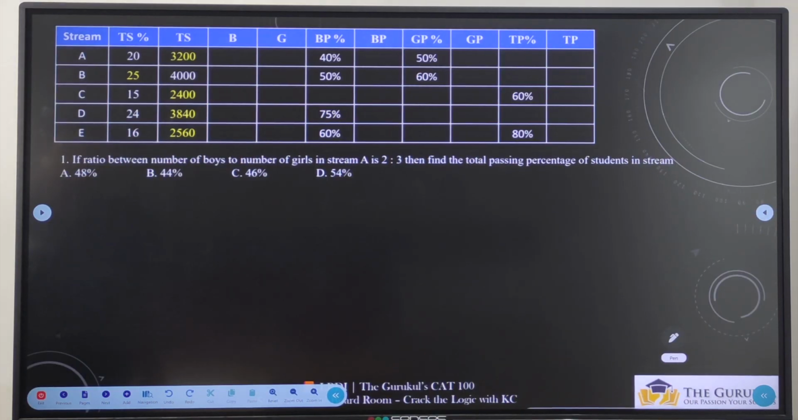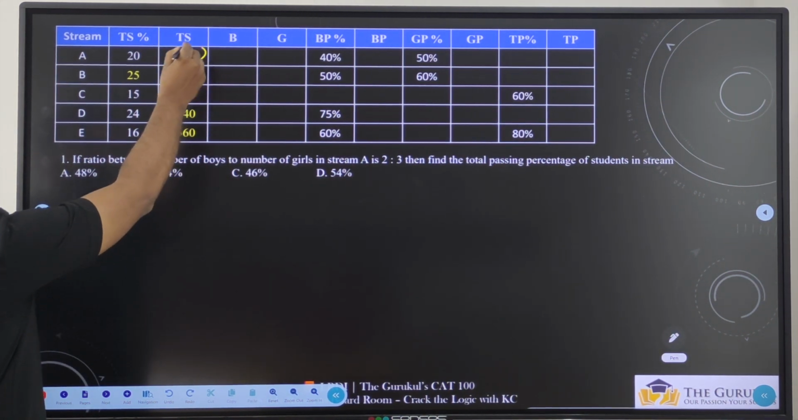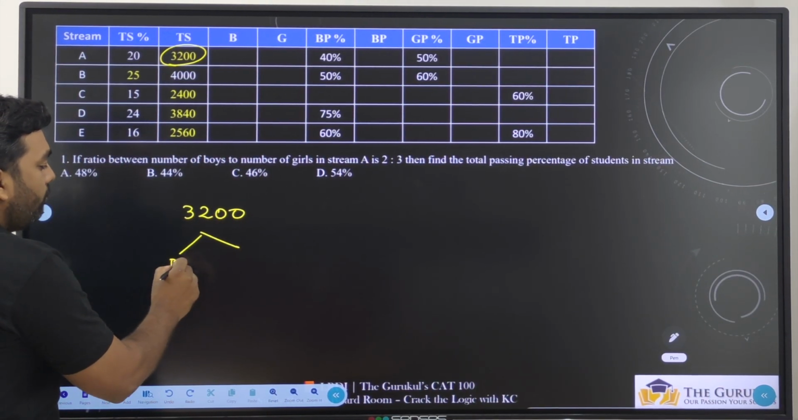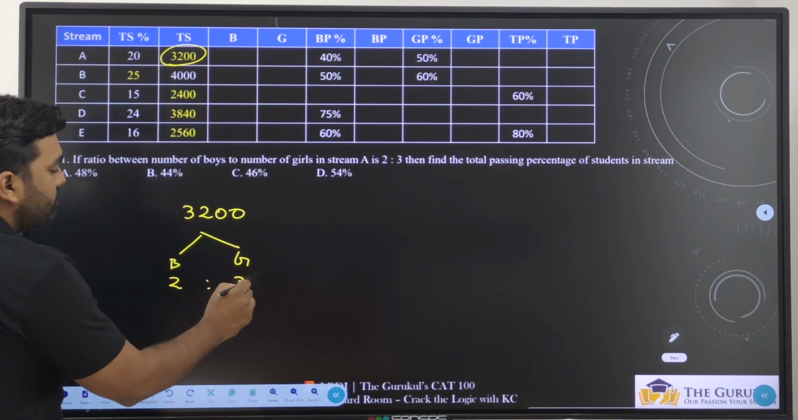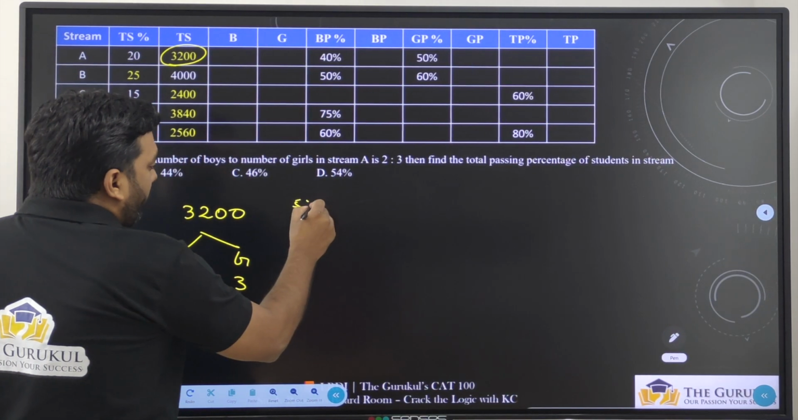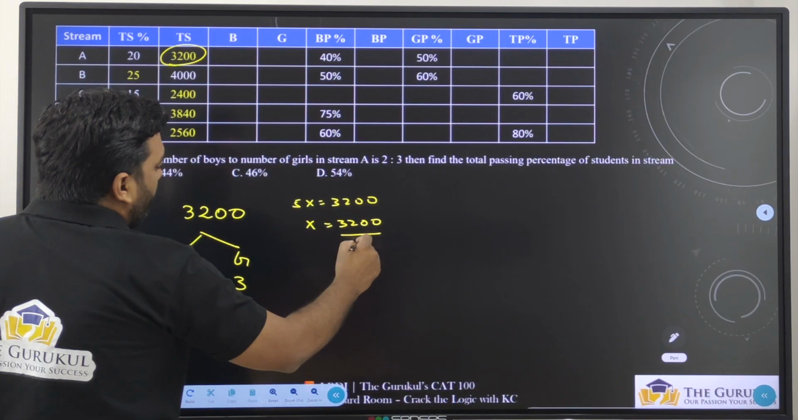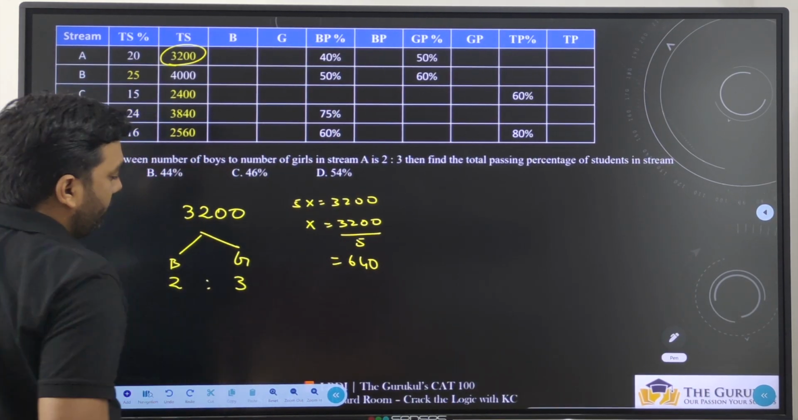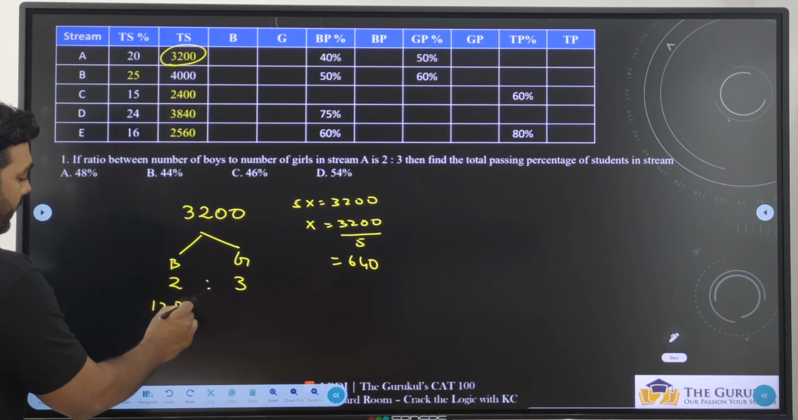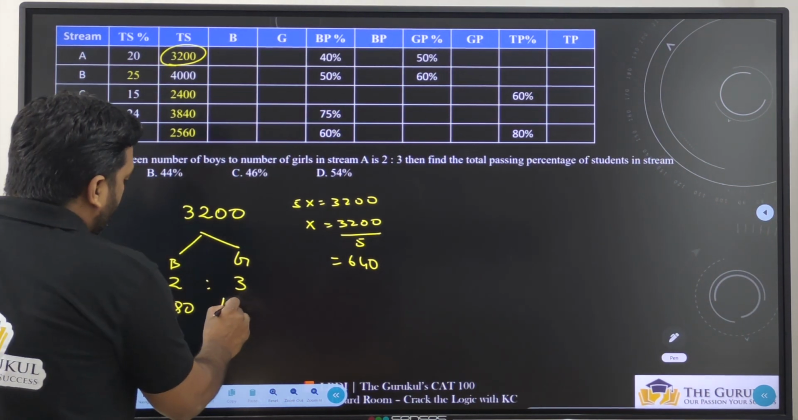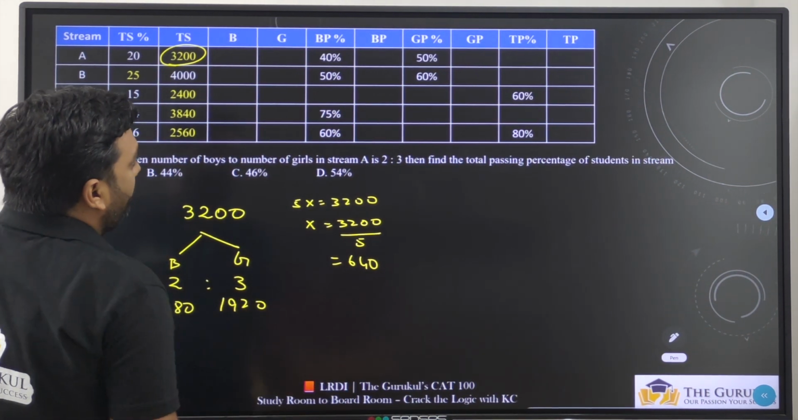Let us look at the questions individually. So what are they talking about? If the total ratio of the boys and girls is 2:3, and in stream A, total strength I know is 3200. So out of 3200, we have boys and girls in the ratio 2:3. Which means 5x is equal to 3200 and x will be equal to 3200 by 5, which is 640. So 2x will be equal to 1280. 3x will be equal to 1920.